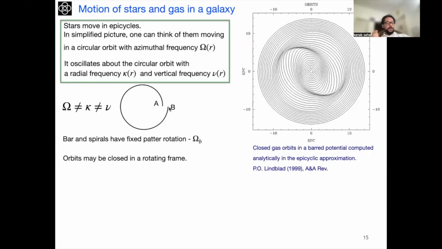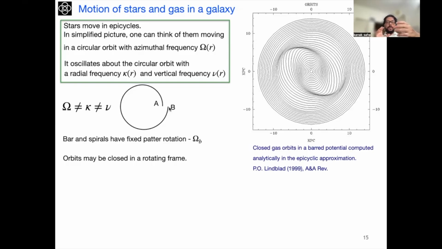However, one can do some clever tricks and make the orbit closed, especially if you go to the rotating frame. Now, those bars and spirals that we talked about, which are present in the Milky Way, the bar has a pattern speed.